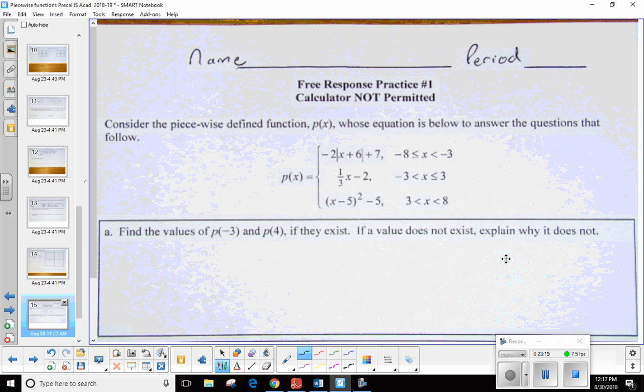But I'm going to start out. There is a problem like this, where it gives you a piecewise function and it says, okay, find me this function notation. So let's say I want to find p of negative 3. What am I asking you to do?